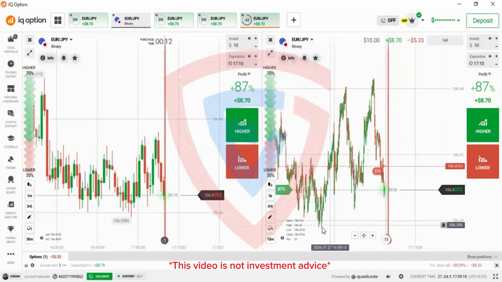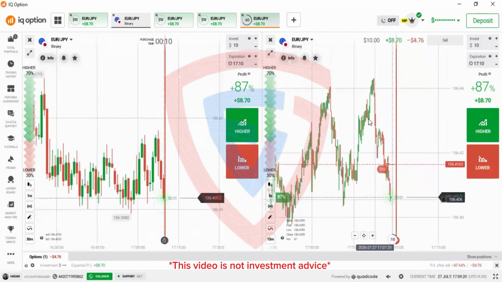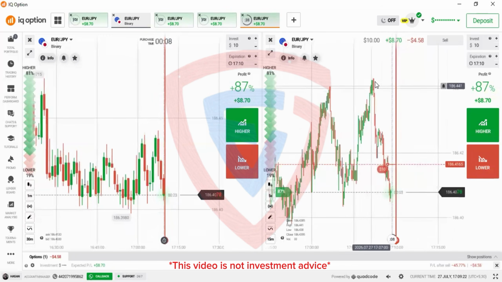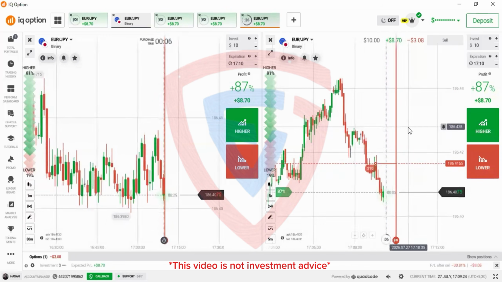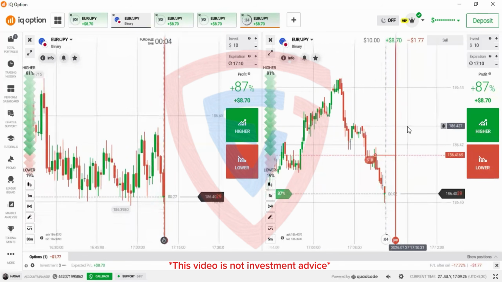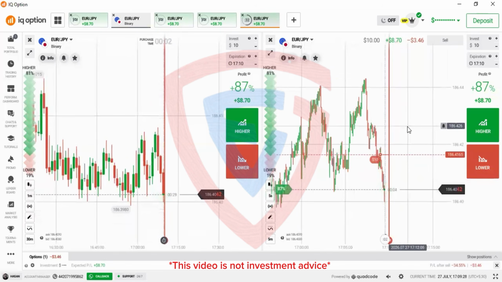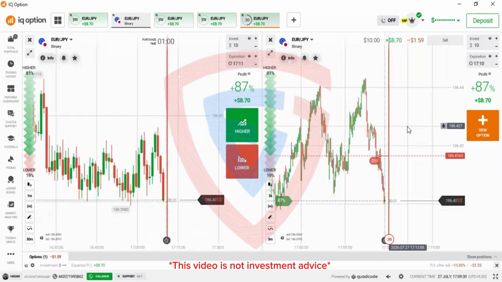So it is a trend line point, and the market reached this level and this is a new high. So we can expect a buyer's entry on the next candlestick.